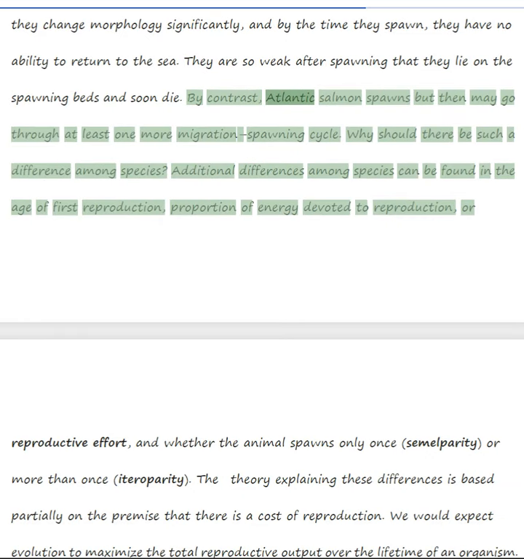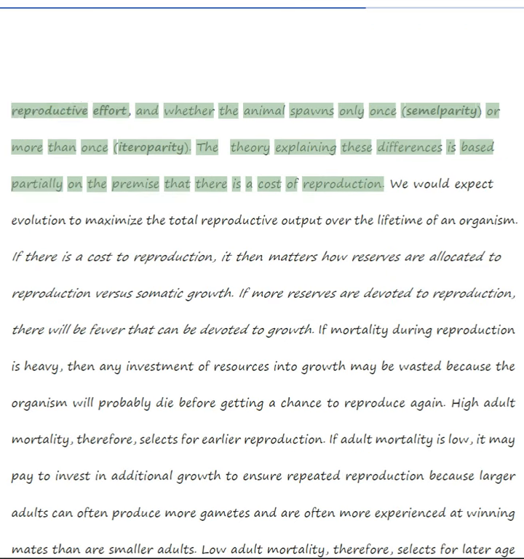By contrast, Atlantic salmon spawns but then may go through at least one more migration, spawning cycle. Why should there be such a difference among species? Additional differences among species can be found in the age of first reproduction, proportion of energy devoted to reproduction, or reproductive effort, and whether the animal spawns only once or more than once.